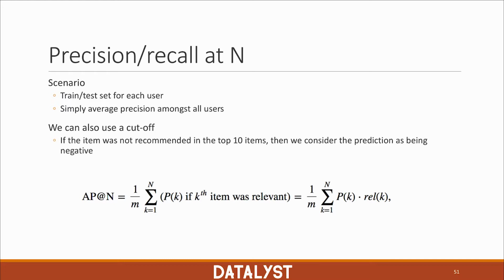So what we do here is we have a train and test split for each user, and we decide that there's some kind of cutoff point. Let's say we care only about the top 10 or top 20 items, and we'll calculate the precision for each user based on those top 10 or top 20 items. And then we average precision across users. If an item is not in the top 10 or top 20, then we can consider this prediction as being negative. If this item should have been predicted as being in the top 10 or top 20, or whatever the threshold is, but it wasn't there, then we consider this prediction a negative.